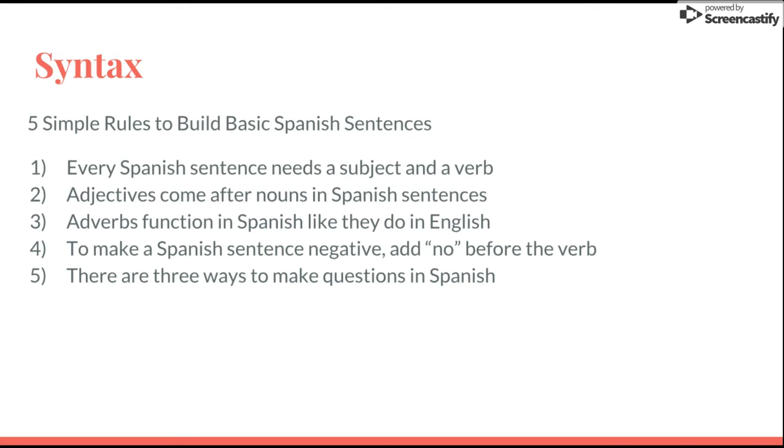The fourth rule is to make a Spanish sentence negative. Like we said before, you add no before the verb. It is possible in Spanish to use double negatives.